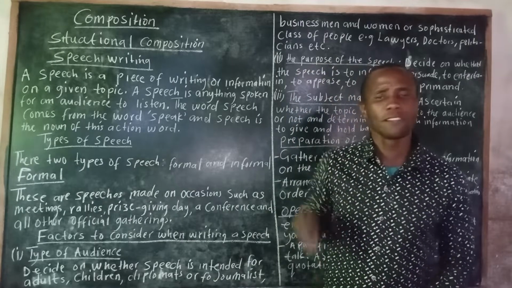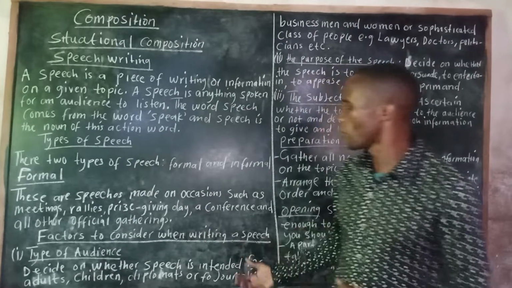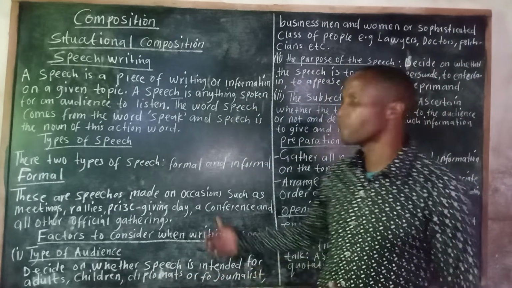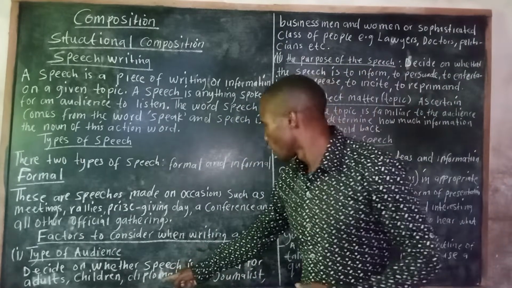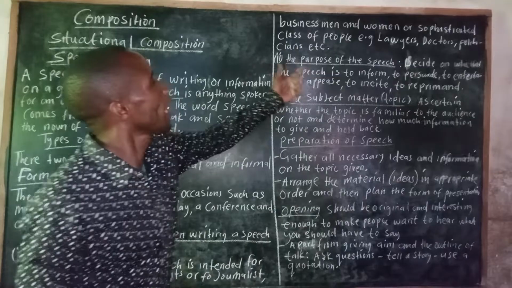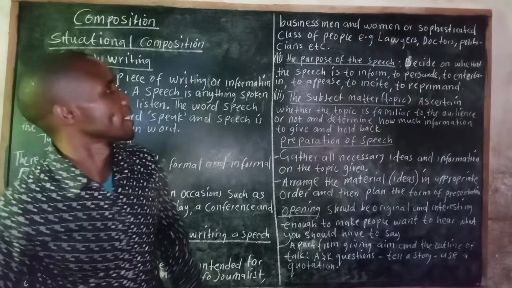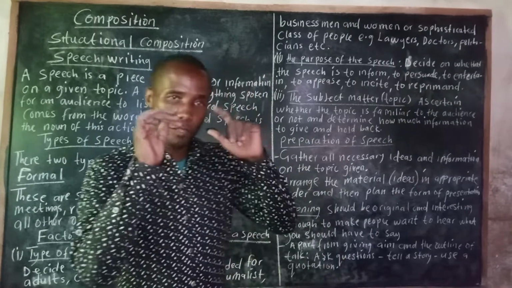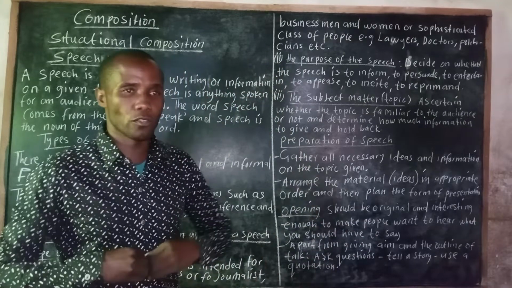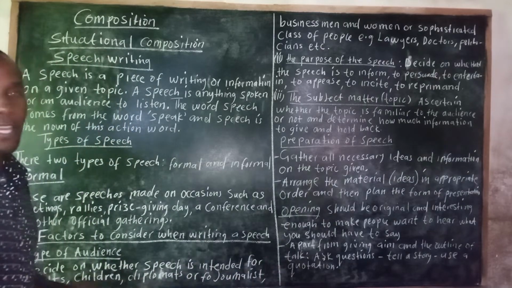So you, as an individual who is presenting that particular speech or writing, you should first consider the type of audience that you have. So decide on whether the speech is intended for adults, children, diplomats, or for journalists, businessmen and women, or a sophisticated class of people, e.g., lawyers, doctors, and politicians. So you have to put that into consideration. Okay? So now, after putting that into consideration, if your speech is actually talking about adults, then you are going to stick to that.